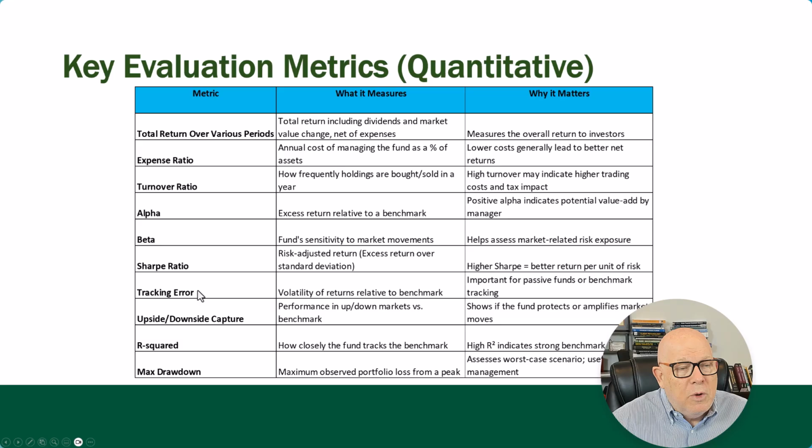A measure that's similar to the alpha is the tracking error, but it's the volatility. So it looks at how volatile the returns are for a fund versus the benchmark. So a high level of tracking error would basically mean they're not following the benchmark very well. They have more volatility. If you're really trying to match the market index, then you want to buy a fund that has a lower tracking error.